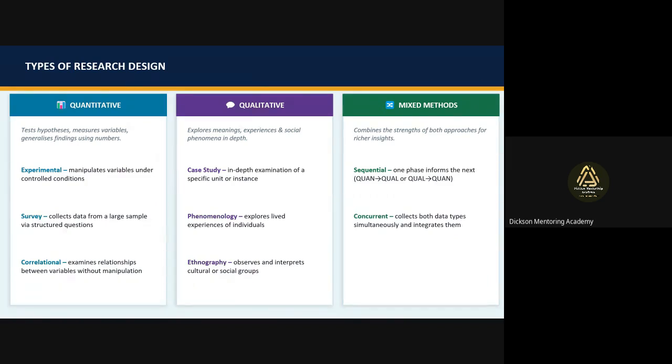It determines the kind of literature review you do. It also determines the methodology you use. And your research design will be based on what fits your question. Also, if your design does not logically answer your research question, then it is the wrong design.